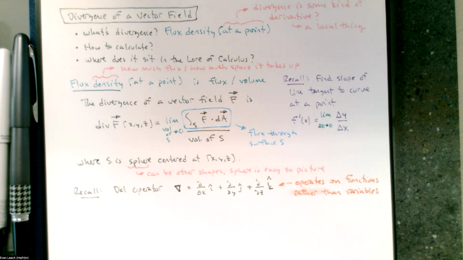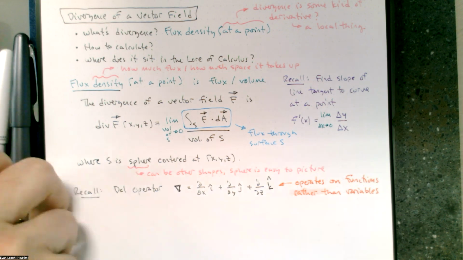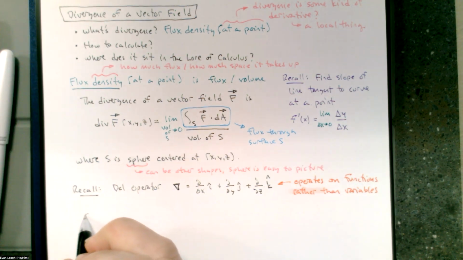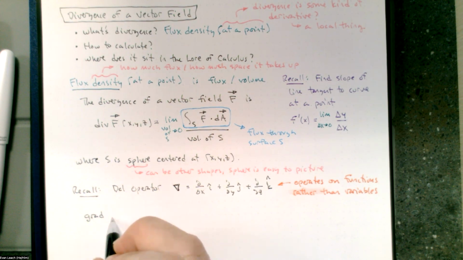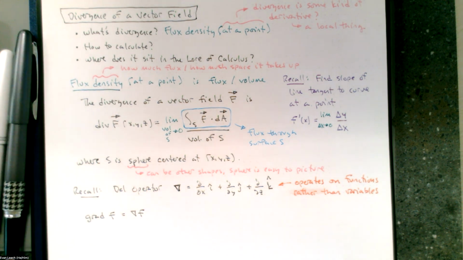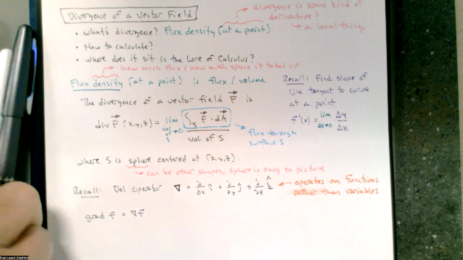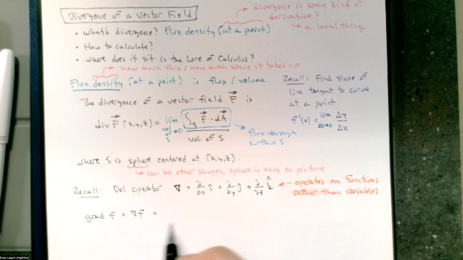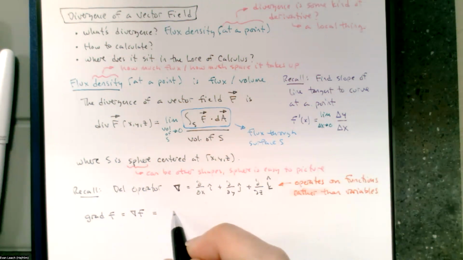we can think of our functions as being operators on the variables, the points themselves, operating on x, y, and z. But the del operator is operating on functions. The places that we've seen the del operator are the gradient. So the gradient of a function is just del of that scalar function. When we apply the del operator to a scalar function, we end up with a vector field. So the gradient will give us a vector field.